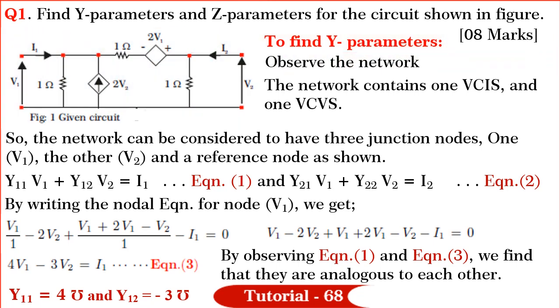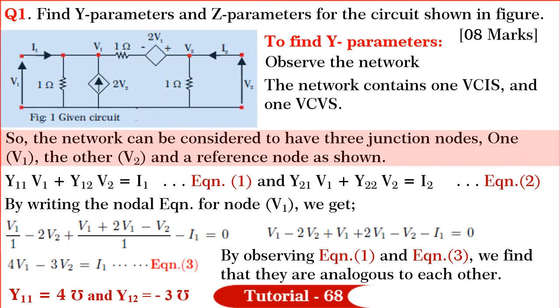Observe the network. It contains one voltage controlled current source and one voltage controlled voltage source. Observe that V1 appears across the parallel combination of 1 ohm and the 2V2 current source. Similarly, V2 appears across 1 ohm resistance. So, the network can be considered to be a 3-junction node network. One junction node is V1 and the other is V2, and a reference node, as shown in figure.